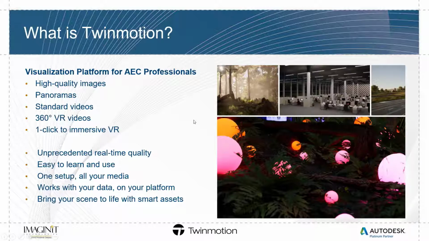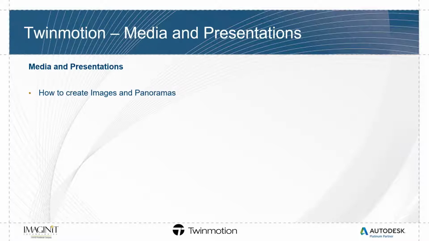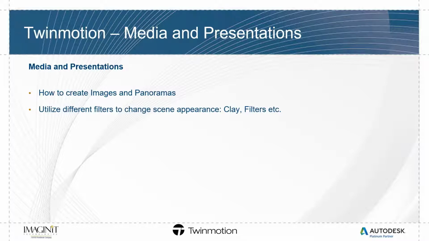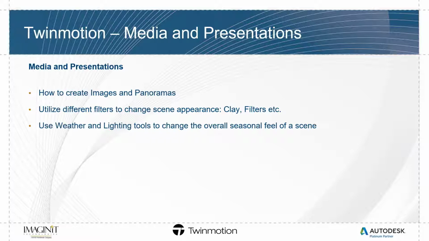So let's get into a little bit of what we're going to cover today. We're going to cover how to create some images and panoramas. We're going to utilize the different filters to change the scene appearance. There are things like the clay feature and filters and a variety of other things that I can show you. I'll show you how to use the weather and lighting tools to change the overall seasonal feel of a scene. We'll also get into showing you how to adjust the camera's depth of field. I saw on the survey that happened to be one of the more popular ones. So I'm going to cover at a very high level how you can adjust the depth of field, and talk a little bit about lighting and some of the other effects.